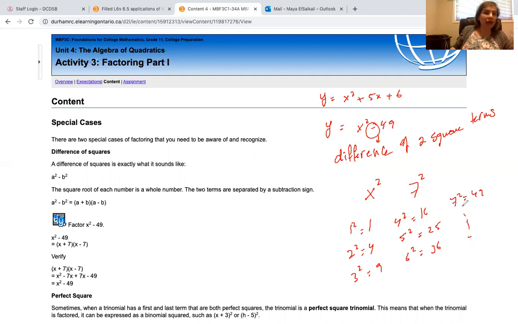How do you know that a term is a square? If you square root that term and you get a whole number, it's a perfect square. So this is what you're looking at: two terms, both square terms, with a negative in between. This is how we define difference of squares. Now, if I'm looking at a difference of squares, how can I factor that?